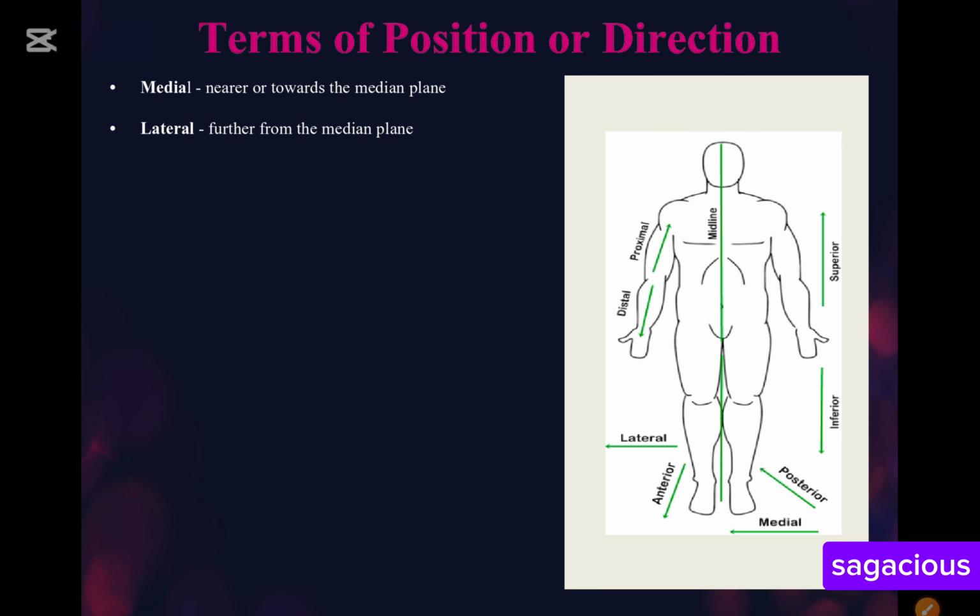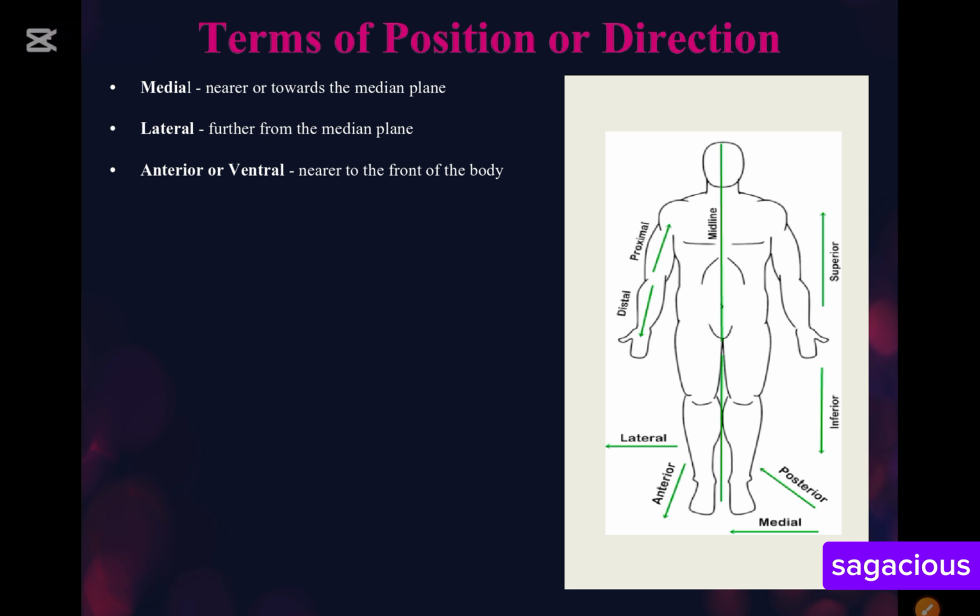Now we have lateral, further from the median plane. When a structure is farther away from the median plane, it is said to be lateral. As I explained, the eye and the ear. The eye is closer to the midline, so we say it is medial. But the ear is farther from the midline, so we say it is lateral when compared with the eye.